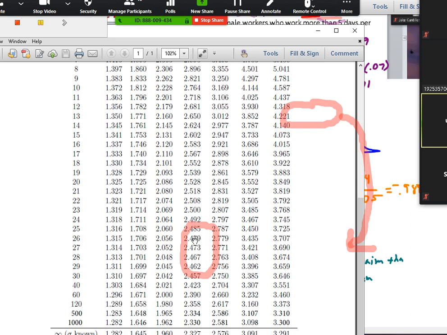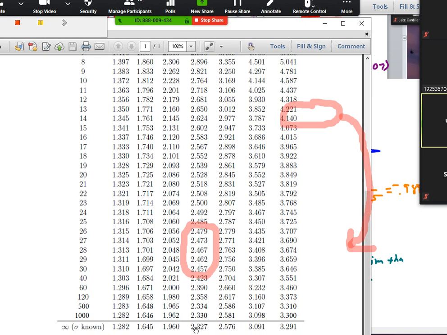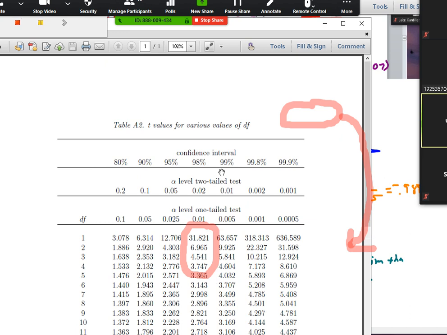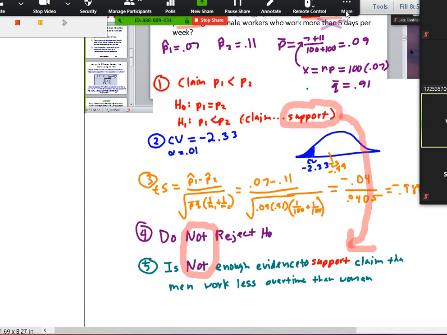Okay. So the very bottom row, alpha is 0.01, you're going to use 2.327 down here. Do you see it down here at the bottom of my page? Ujwala, look. 2.327, yes. At the bottom. Infinity. Yes. Because it's a proportion. Proportions, you use the infinity. Okay. Understood. Thank you.